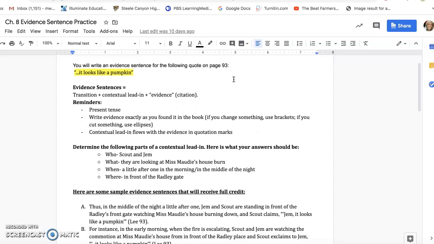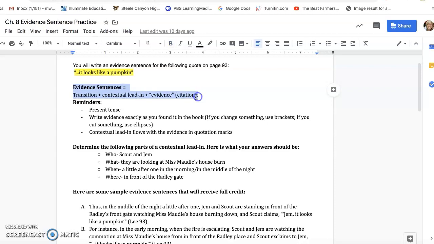One thing that Alexis asked is, how do I find the evidence in my book? You have to go back to your notes and look at your chapter notes, and it will help you remember what that chapter was about, and then that will help you find your evidence. So for example, "it looks like a pumpkin." You probably remember that that came from the chapter when Miss Maudie's house burnt down.